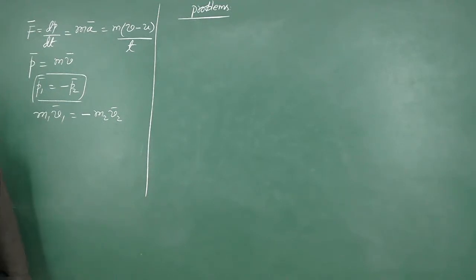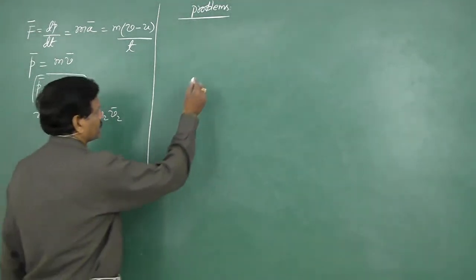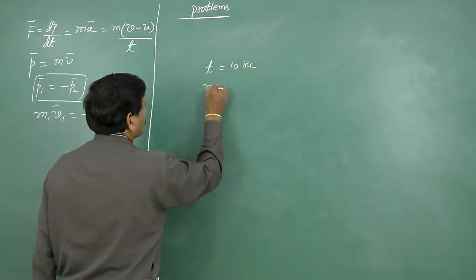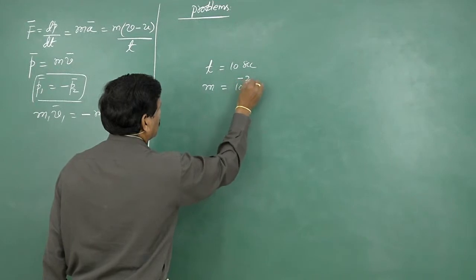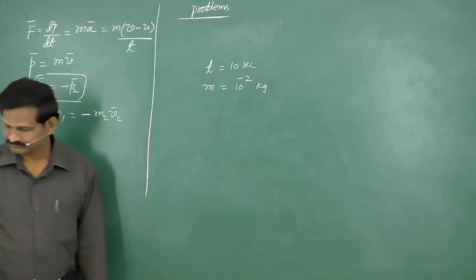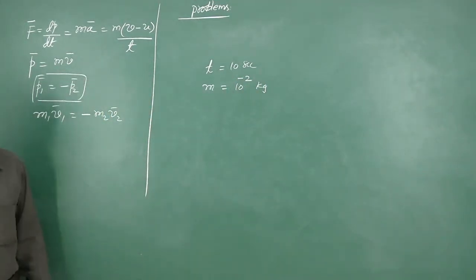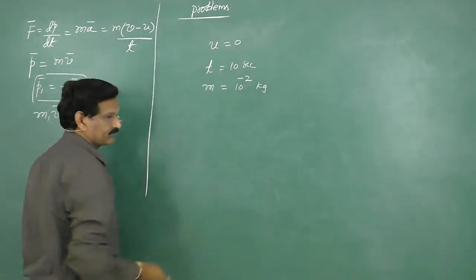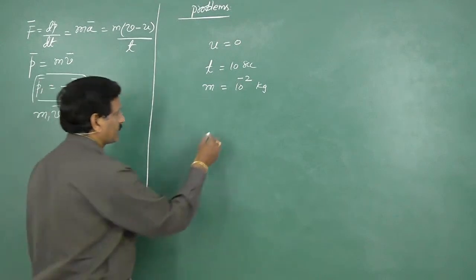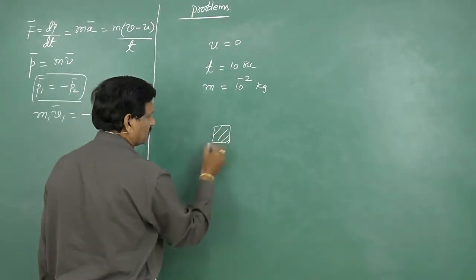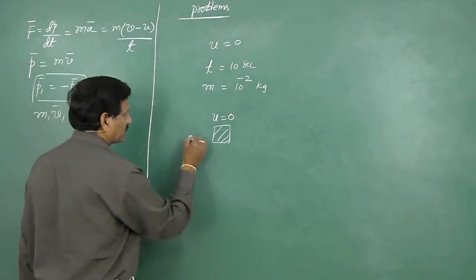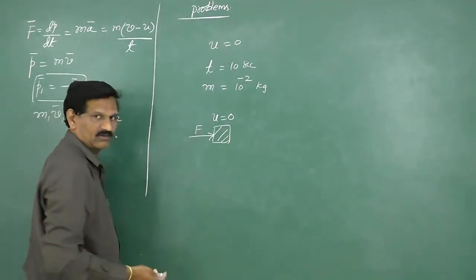So, a force acts for 10 seconds. So, time is given as 10 seconds. Mass of the body is given as 10 power minus 2 kg. And this body is initially at rest. So, u is 0. Initially at rest means initial velocity is 0. Then a force is applied on this body.